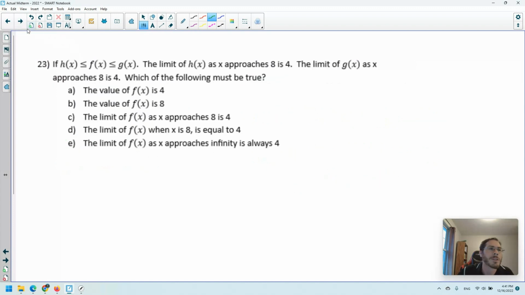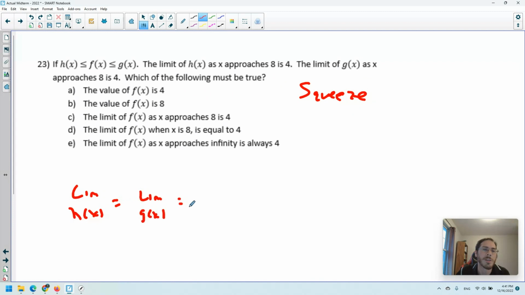All right, 23. h of x is less than or equal to f of x, which is less than or equal to g of x. Limit of h of x as x approaches 8 is 4. Limit of g of x as x approaches 8 is 4. Which of the following must be true? Well, since f is in between them, this is a squeeze theorem. And by the squeeze theorem, that means that the limits have to be the same. The limit of h of x has to be the same as the limit of g of x, which has to be the same as the limit of f of x.